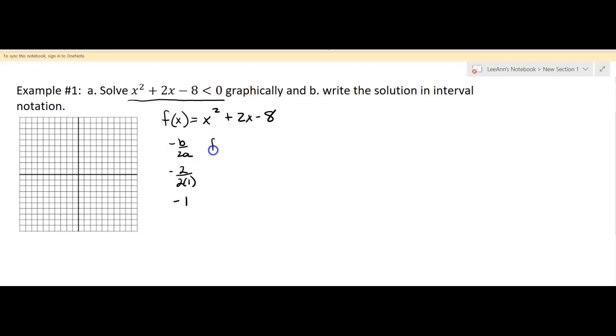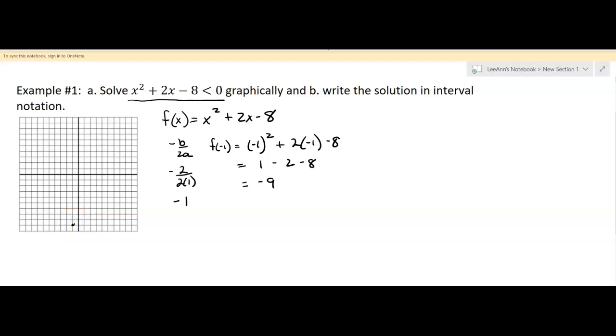Now, if I find f of negative 1, I would get negative 1 squared plus 2 times negative 1 minus 8, or 1 minus 2 minus 8, which is going to be negative 9. So negative 1, negative 9 would be right here.